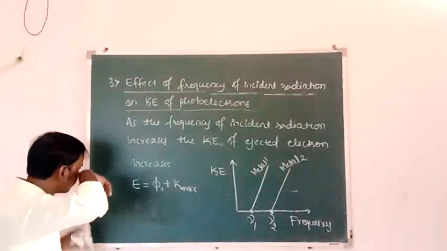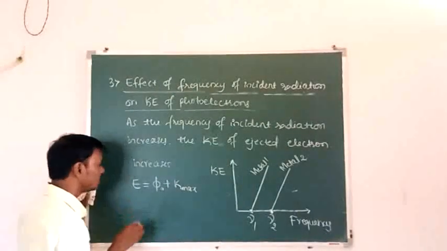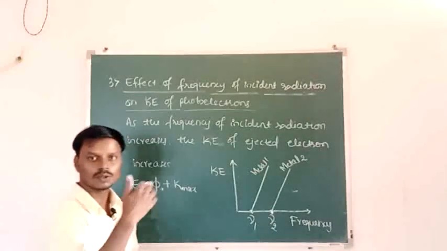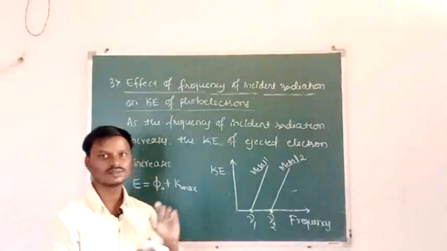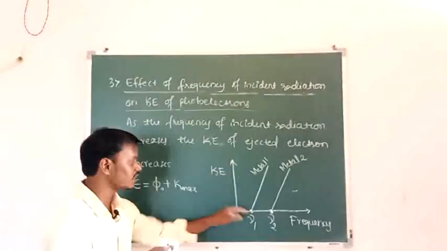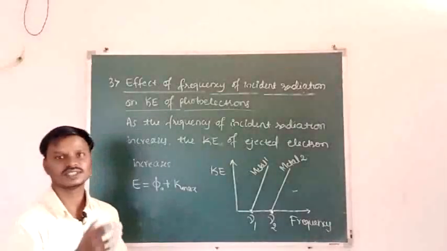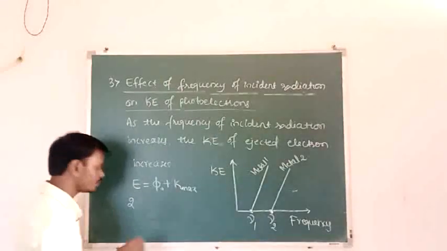Okay, so see here, for example I will take again cesium metal. What is the minimum energy required to eject an electron from the cesium metal? 2.14 electron volt. Okay. But if it is less than 2.14 electron volt, there is no emission of electron from the cesium metal. Suppose I take it as 2.